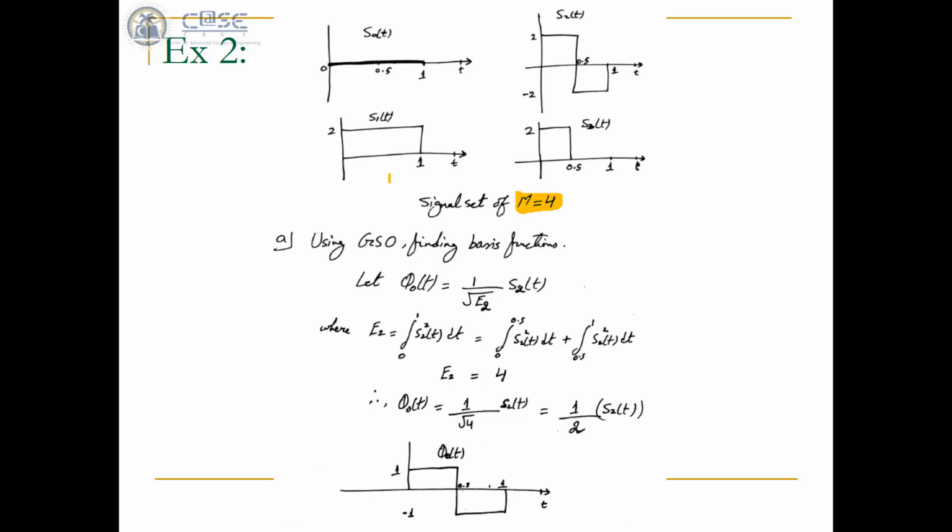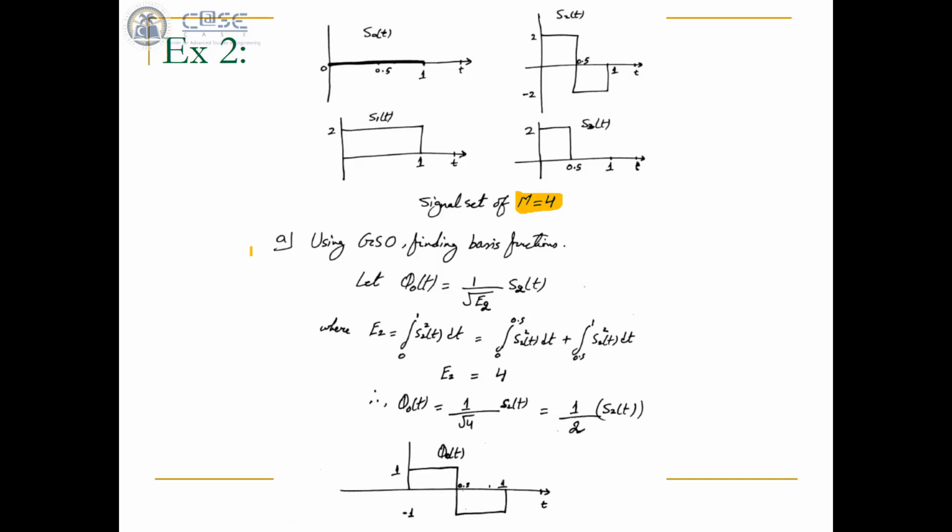But we would like to minimize their representation. That is, we would like to use a reduced number of signals to represent these four possible signals. So we are going to find out those reduced number of signals using the GSO process, and as a result we would be representing these signals S0 of t, S1 of t, S2 of t, and S3 of t in terms of that reduced signal set that we call the basis functions. So let's see how we proceed regarding this.